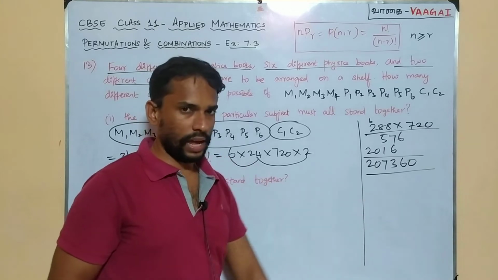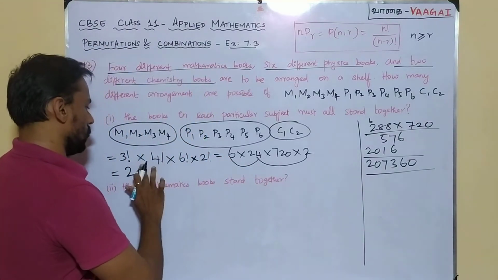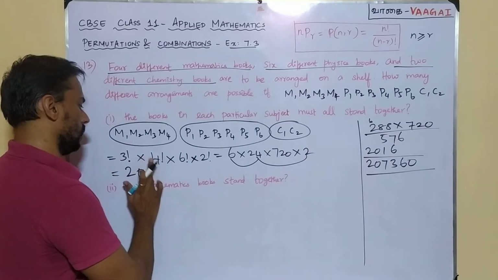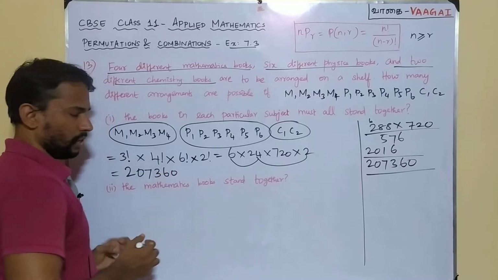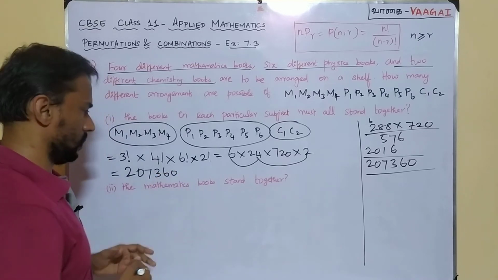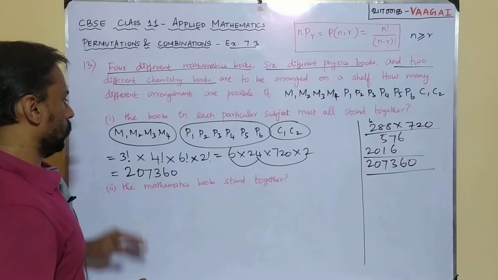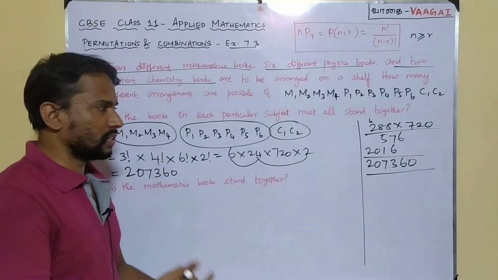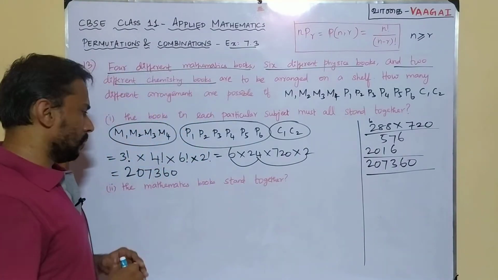So your overall answer will be 207, I'm sorry, I'll write it clearly, okay? 207360. This is going to be your overall answer for your first subdivision. I hope you are able to understand this properly. These notations are very important, and these calculations are even more important. Do it carefully. And coming to the second subdivision.